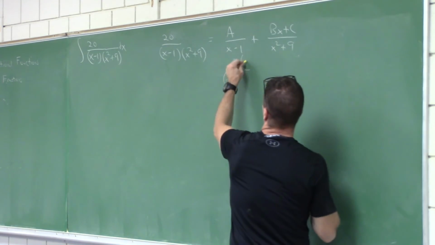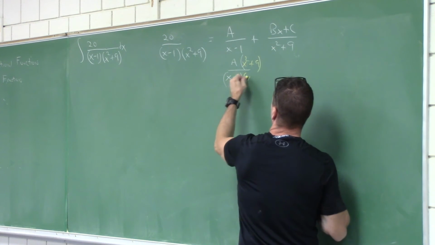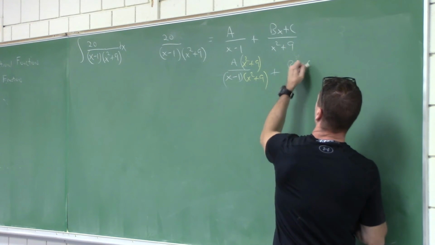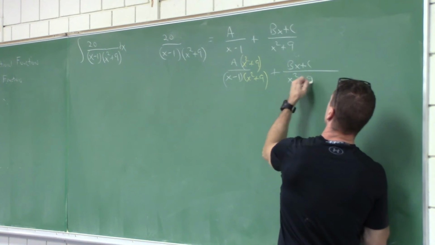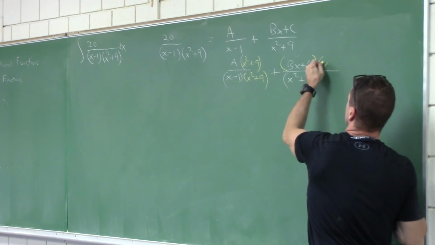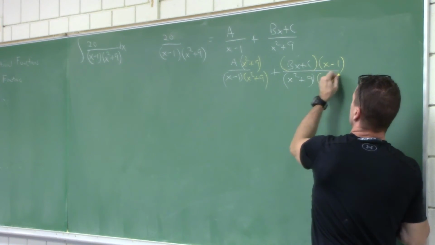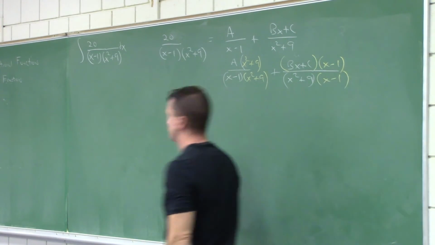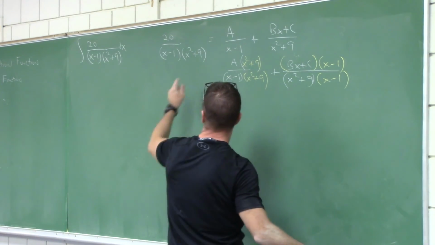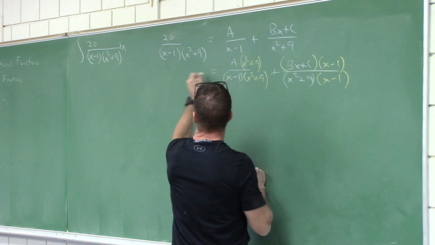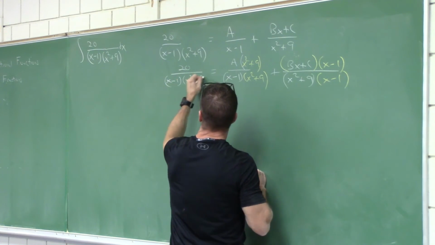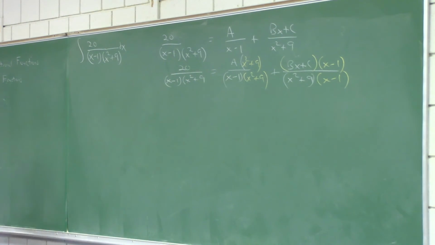X squared plus 9, plus bx plus c, times... common denominators. I have to multiply a x minus 1 and a x minus 1. What's all that equal to? Hey, at least I like the left side. That numerator only has a what? A 20. But there's that right side. It's like, okay.